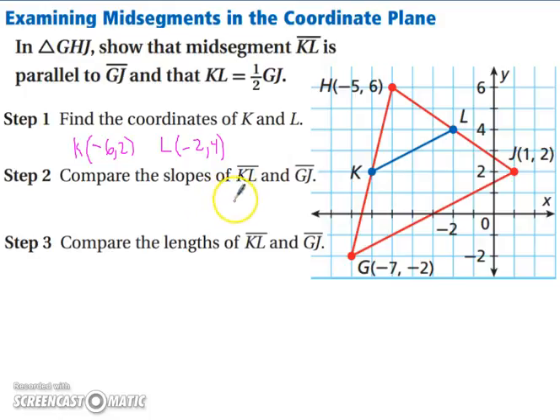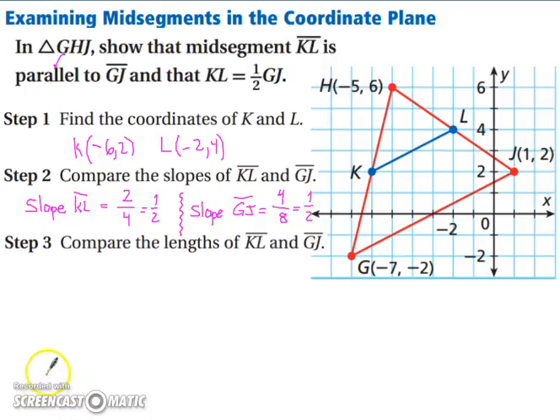So those are our coordinates for K and L. And now we want to compare the slopes. So the slope of KL is going to be up 2 over 4, which is 1/2. And then we want the slope of GJ, which is up 4 and over 8, which is also 1/2. So therefore, they have the same slopes. So we know that they are parallel. Step 1 complete. Now we want to compare the lengths of KL and GJ.